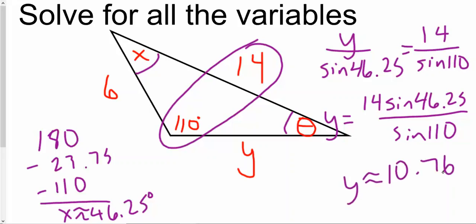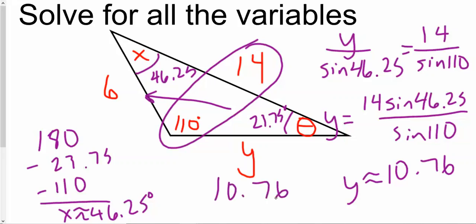And this kind of matches up with everything that we had, right? We expect that because theta was the smallest angle of 23.75, it should have the smallest side length, and it does. And we knew this was 46.25, so this should have a medium side length somewhere between 6 and 14, and so that got us 10.76. And so we're good to go there.